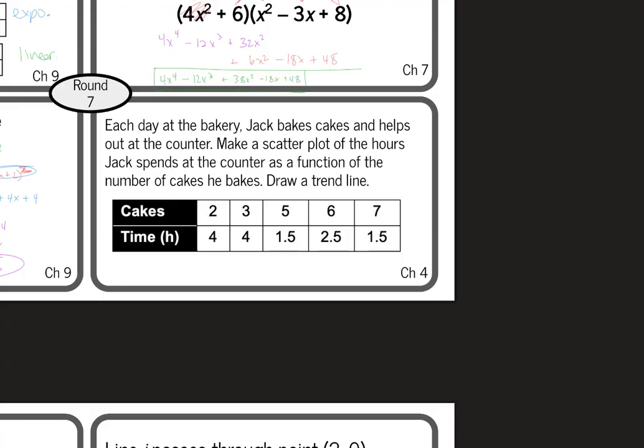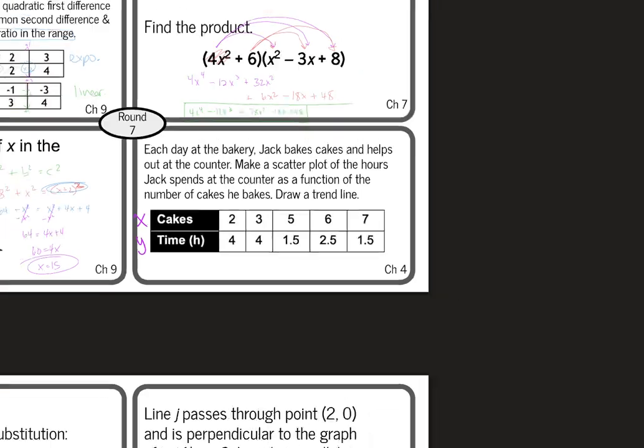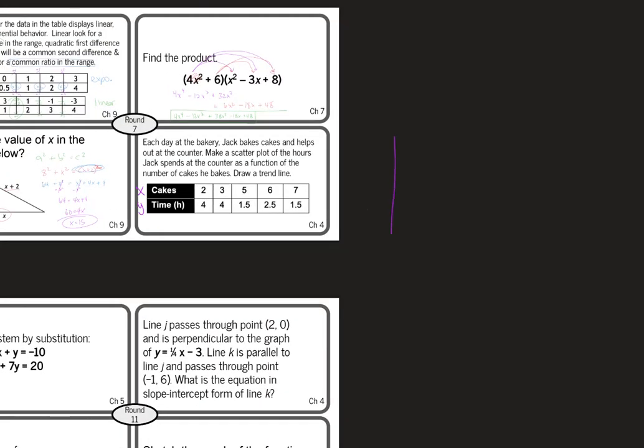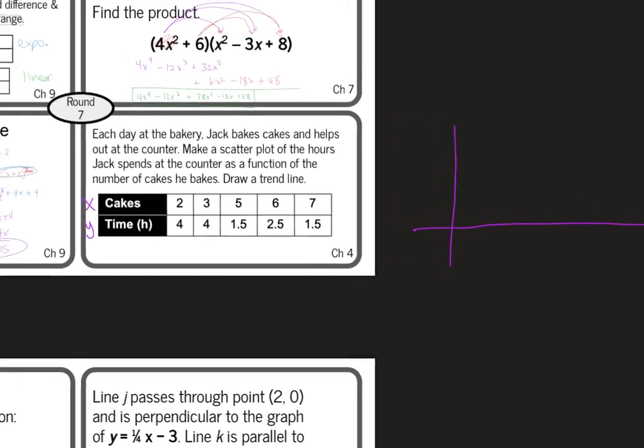Each day at the bakery, Jack bakes cakes and helps out at the counter. Make a scatter plot of the hours Jack spent at the counter as a function of the number of cakes that he bakes. Draw a trend line. So what's interesting about this is, based off how it's written, cakes is actually the x and time is the h. Oftentimes, when you do this stuff, time is your x variable because you work a certain amount of hours and you get a certain amount of pay. Not in this situation. The time is the y.